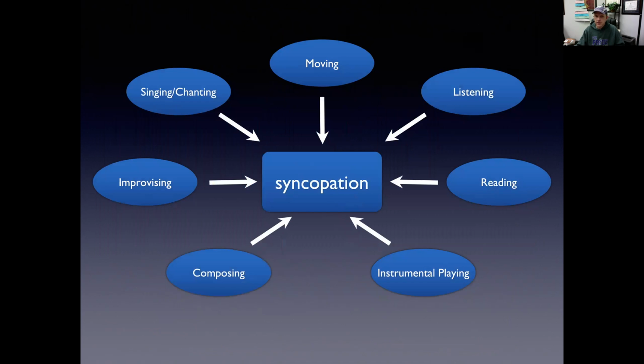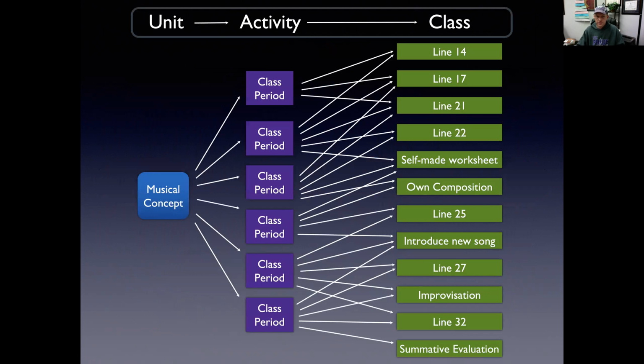So it might be syncopation. Well, all of a sudden, we identify all of the lines that show syncopation. In the method book we're using, we identify pieces of music that have syncopation that we're working on, and we're going to introduce that in a way that looks a little bit like this. So we see them in class period. We work on line 14, 17, and 21. Okay? Now, this next class period, we're going to review 14.